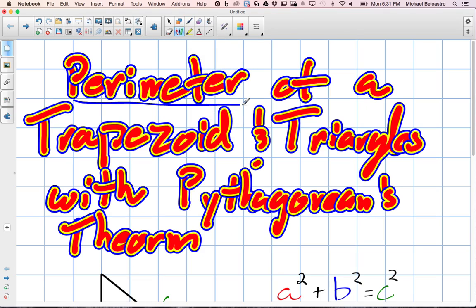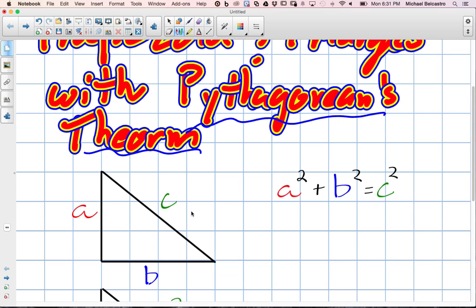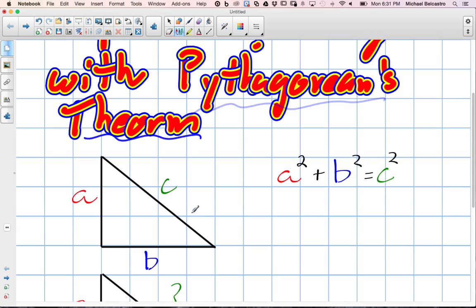We're going to look at the perimeter of trapezoids and triangles. And instead of measuring, we're going to use something called Pythagorean's theorem, which is a formula. We probably haven't learned many formulas up to this point. This is fine. It's kind of like area. There's a formula for area. This is similar to it.